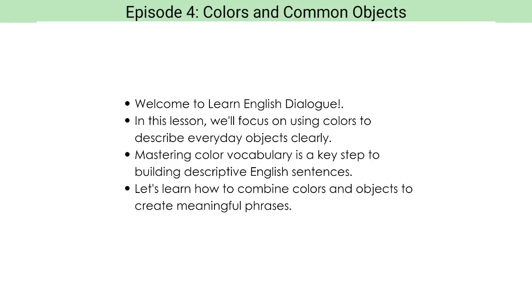In this lesson, we will explore the world of colors and learn how to describe everyday objects around us. This is an essential skill for building simple yet meaningful sentences in English. By the end of this episode, you'll be confident in naming colors, identifying common objects, and combining them into descriptive sentences. Let's get started.